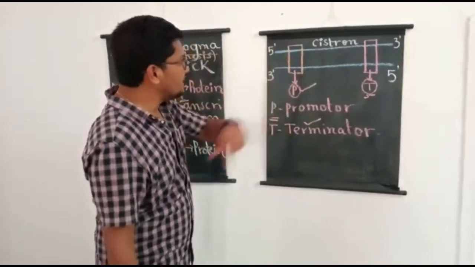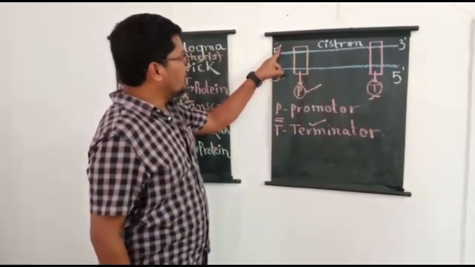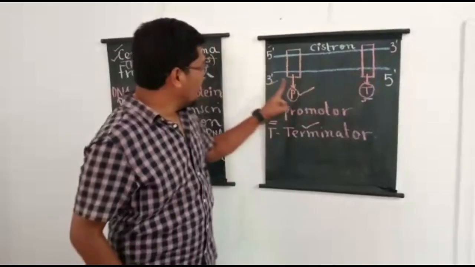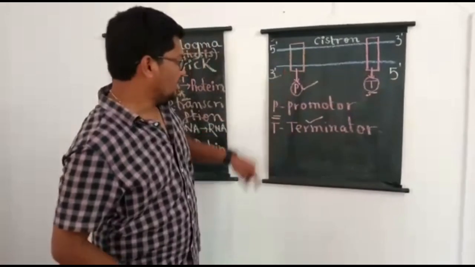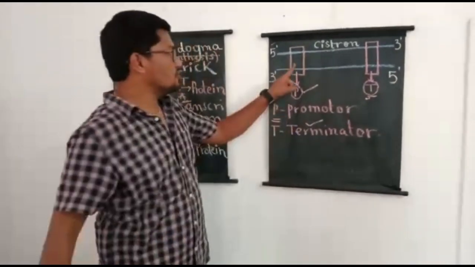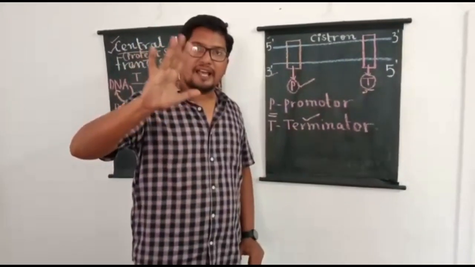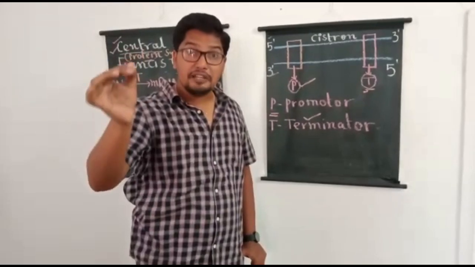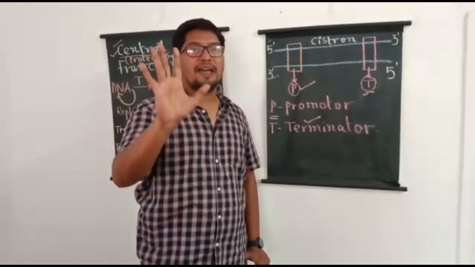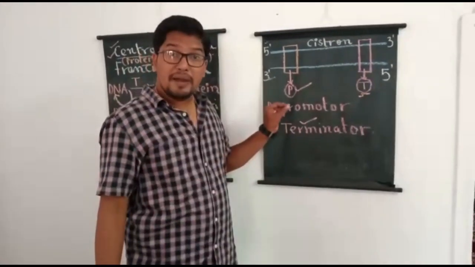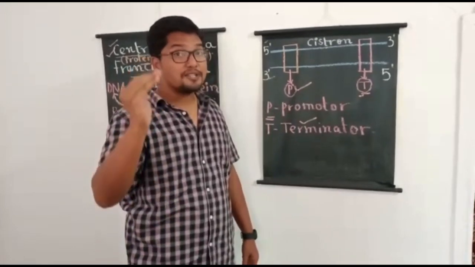So if you look into the details here, I have drawn two strands of DNA. One strand running in 5' to 3' polarity, and the complementary strand is running in 3' to 5' polarity. P stands for promoter. So if you ask me, what is a promoter? Promoter is the site where transcription begins. And once again, if you ask me a question, why does transcription start only at a promoter? My answer is, promoter is the binding site for the enzyme RNA polymerase, because transcription has to take place.